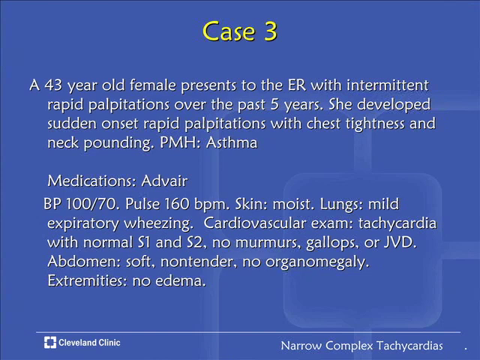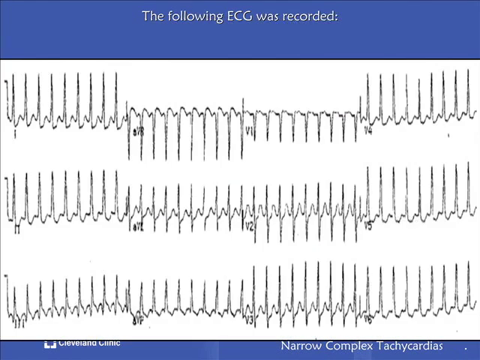Past medical history is asthma. She is on Advair. Blood pressure is 100 over 70. Heart rate is 160 to 180 beats per minute, sometimes 200 beats per minute. Skin is moist, lungs mild expiratory wheezing. Cardiovascular exam tachycardic, no murmurs, no gallops, luckily with this heart rate. No JVD, abdomen is soft, extremities are warm, and there is no edema. And this is the EKG that you're seeing.